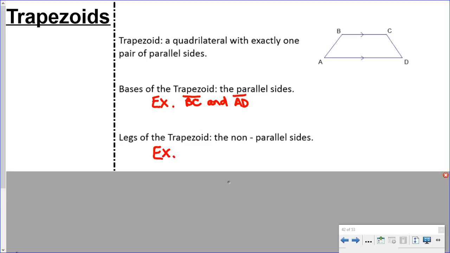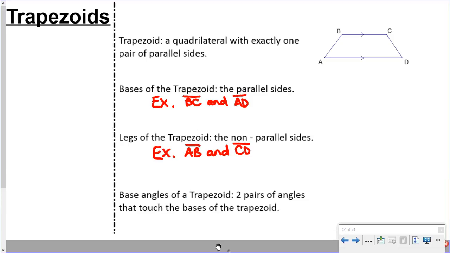So in my example, that would be segment AB and segment CD. Now, the legs don't have to be congruent to each other. That won't always happen, but the non-parallel sides are called the legs.